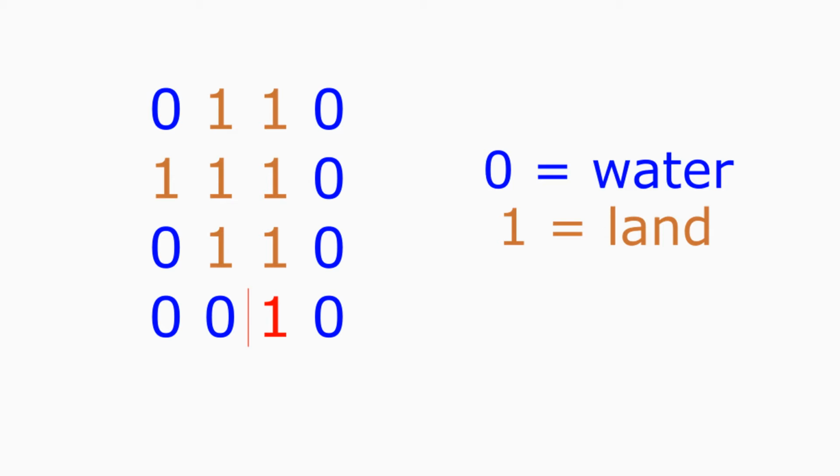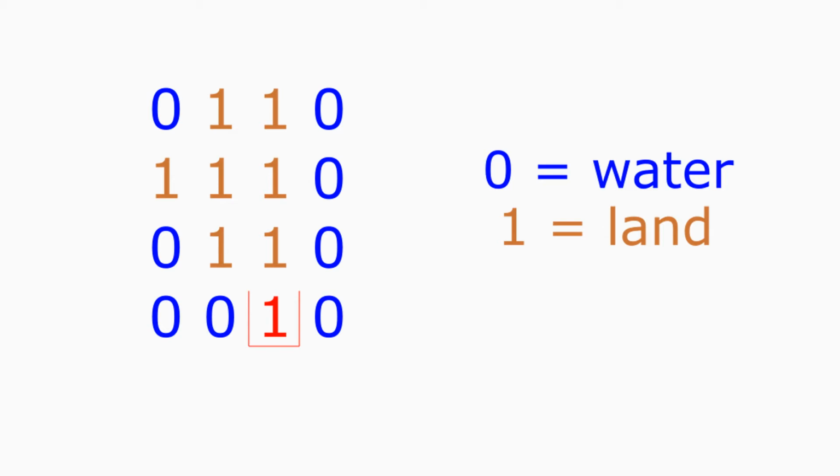Then let's look up. On the up side we see a 1, which is land. So it's not a perimeter, it's just inside, and we skip the up. Now let's go to the right side. On the right we can see a 0, which means this is an edge, so we add 1 to the perimeter. Now we have 2. And then we look down. In this case there's nothing down, so there is no land at the bottom. So that's the third perimeter there.